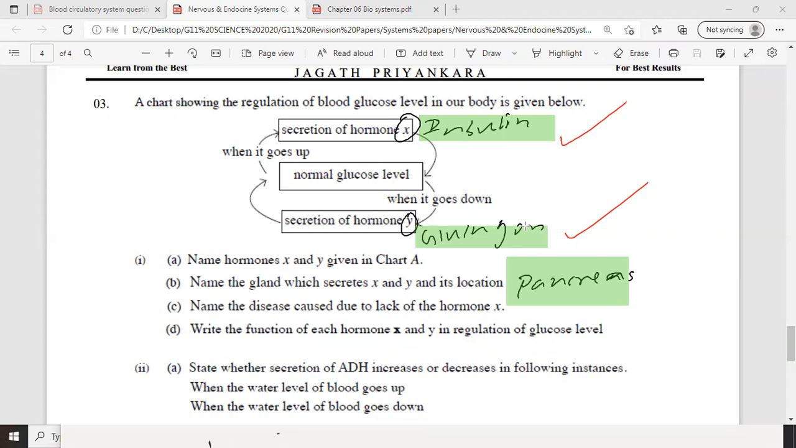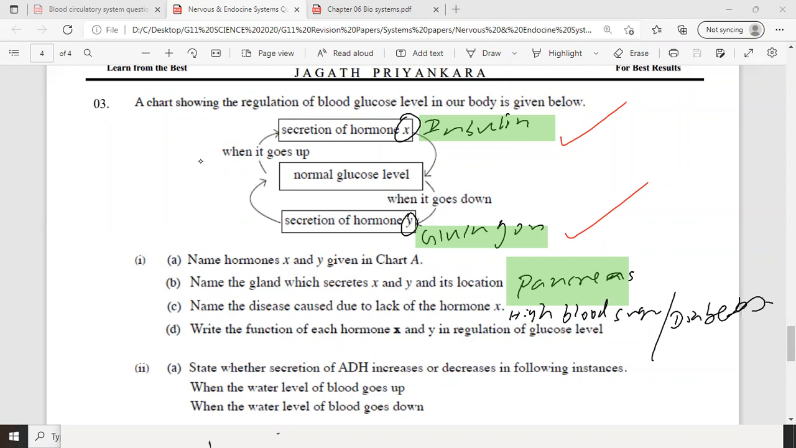The next one, name the disease caused due to the lack of hormone X. If you don't have enough insulin after meals, you have to get insulin injections. Some diabetic patients have to inject insulin after every meal, sometimes during pregnancy or in old people. Because blood glucose level cannot be controlled by the body, you have to do this artificially. Otherwise, it can cause death. Name the disease: high blood sugar, or diabetics. We can write diabetics.